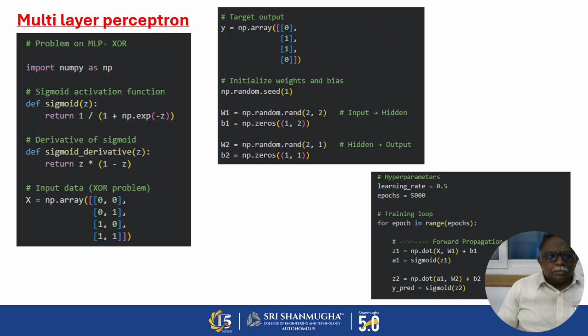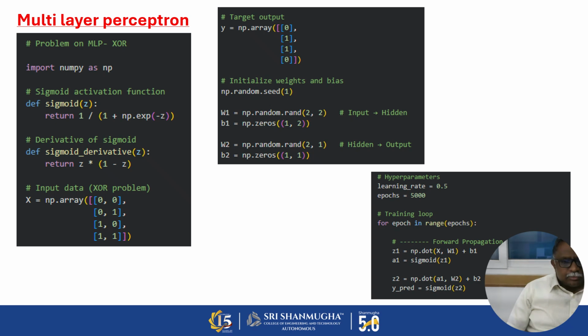Next, the problem on multi-layer perceptron. Here we discussed the XOR problem. As we have seen in the theory, the non-linear XOR problem cannot be solved by a single-layer perceptron, because you need two boundary lines to solve that. So we can use the multi-layer perceptron here. We use NumPy as we discussed in the SLP, and the sigmoid activation function. The derivative of the sigmoid activation is necessary for the gradient weight updates.